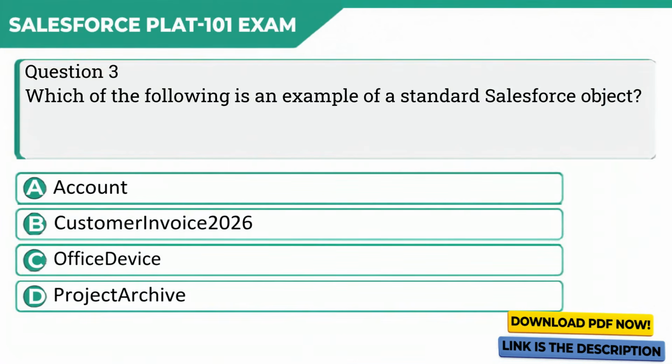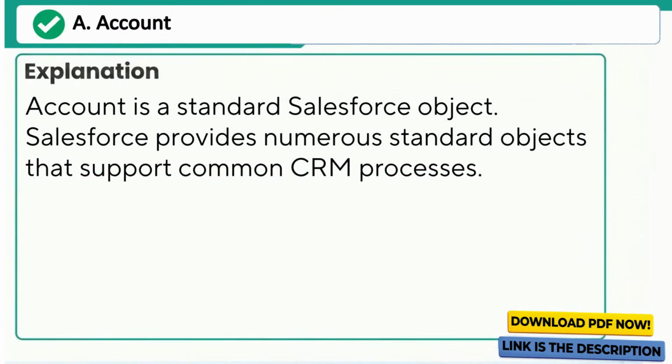Question 3. Which of the following is an example of a standard Salesforce object? A. Account. B. Customer invoice 2026. C. Office device. D. Project archive. Correct answer. A. Account. Explanation. Account is a standard Salesforce object. Salesforce provides numerous standard objects that support common CRM processes.